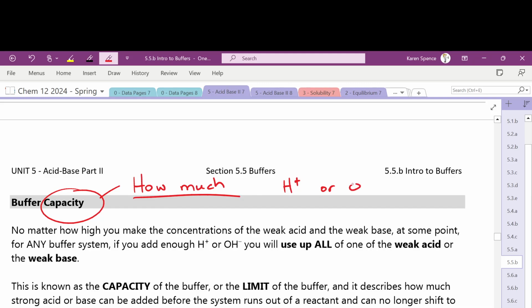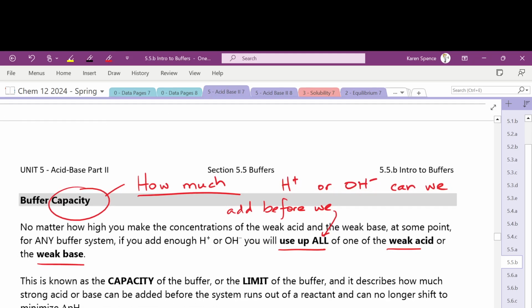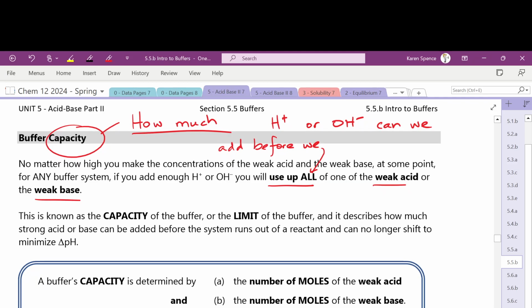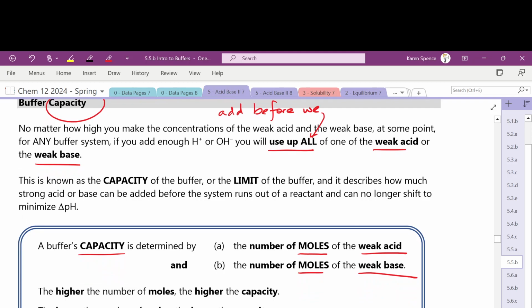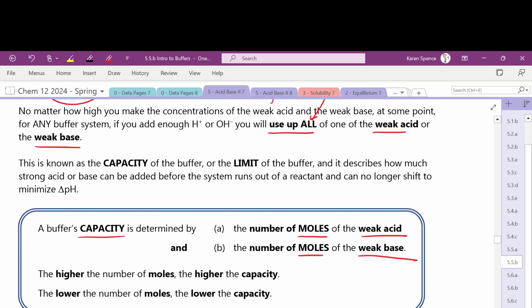How much H plus or OH minus can we add before we run out, before we use up all of the weak acid or the weak base? It's known as the capacity of the buffer or the limit of the buffer. And the buffer's capacity is determined by the number of moles of the weak acid and the number of moles of the weak base. The higher the number of moles, the higher the capacity. The lower the number of moles, the lower the capacity.